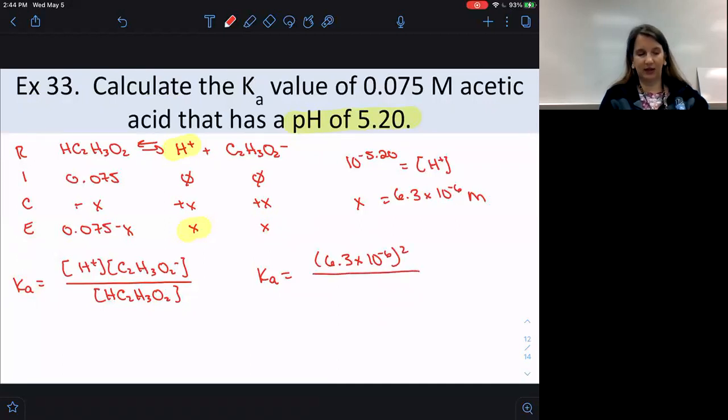I'm going to divide this by 0.075 minus my 6.3 times 10 to the negative 6. And it doesn't really make much of a difference because of sig figs. So I'm going to take my X value, my 6.3 times 10 to the negative 6, and I'm going to square that. And I'm going to divide it by my 0.075. This is going to give me my Ka for this acetic acid sample, and it's going to be 5.3 times 10 to the negative 10.